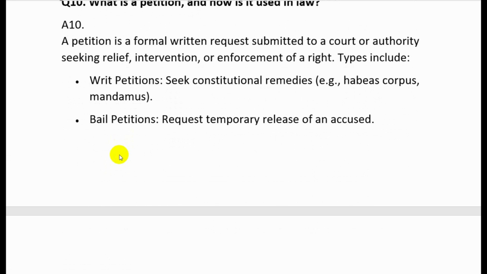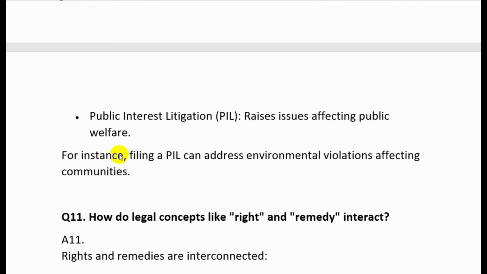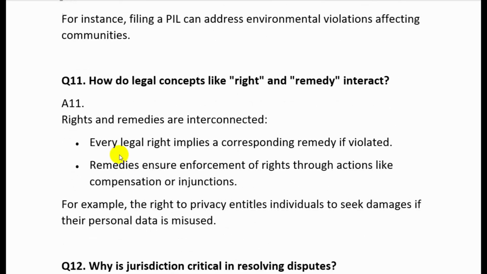They seek constitutional remedies. Bail petitions request temporary release of an accused. Public interest litigations, PIL, raise issues affecting public welfare. For instance, filing a PIL can address environmental violations affecting communities.